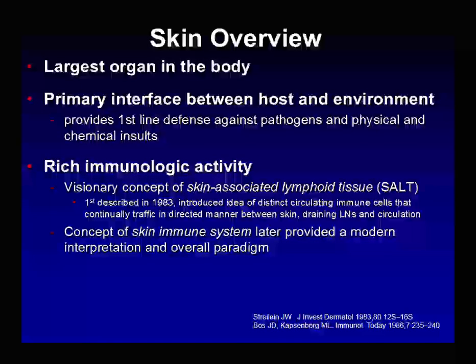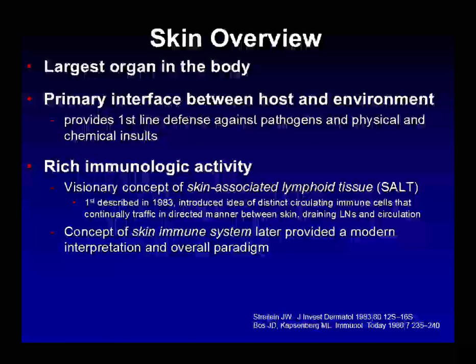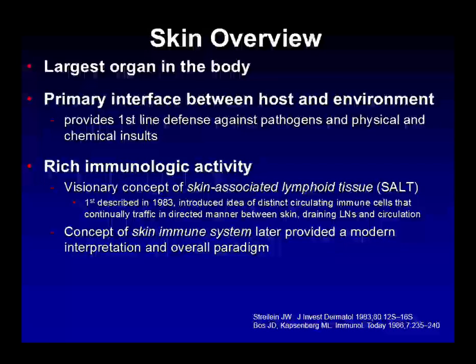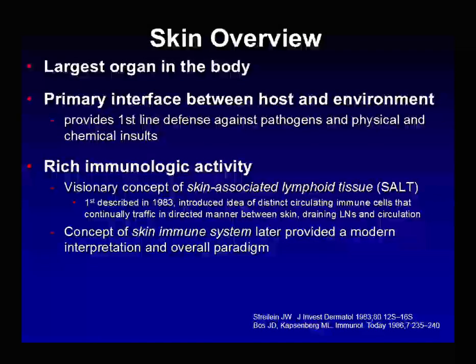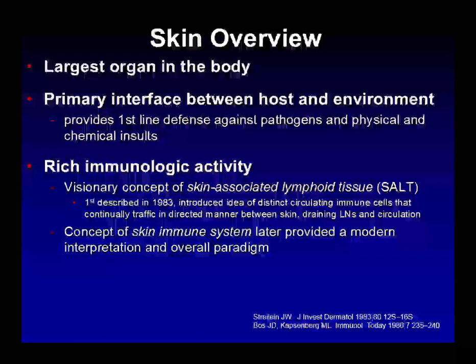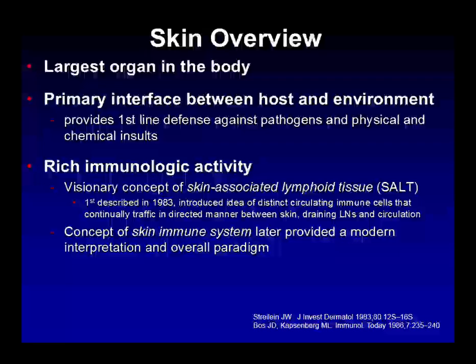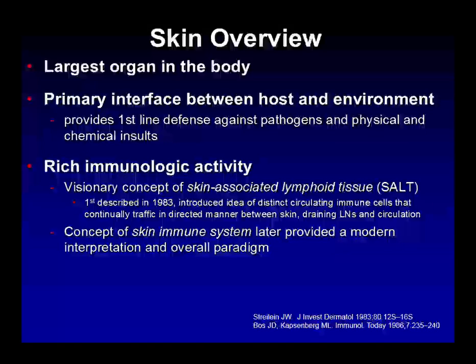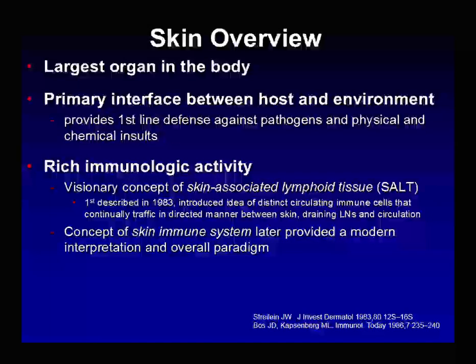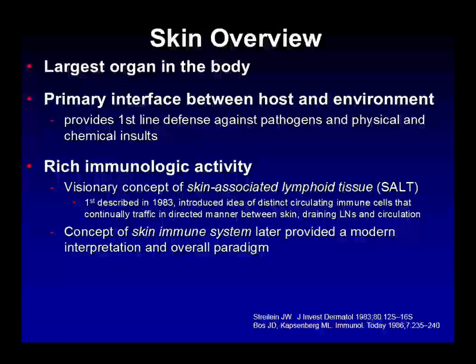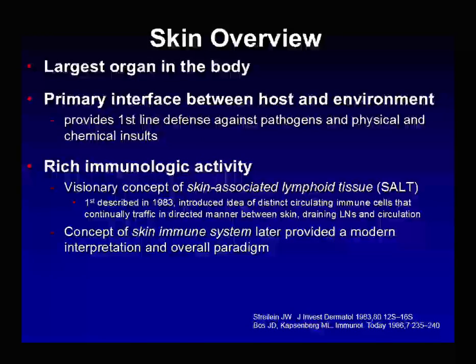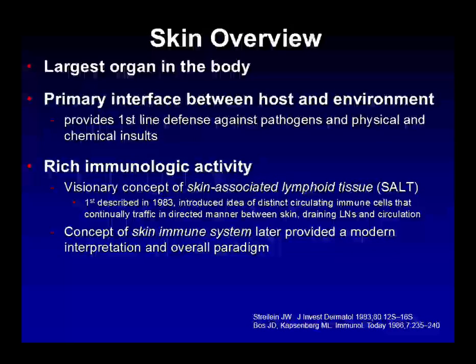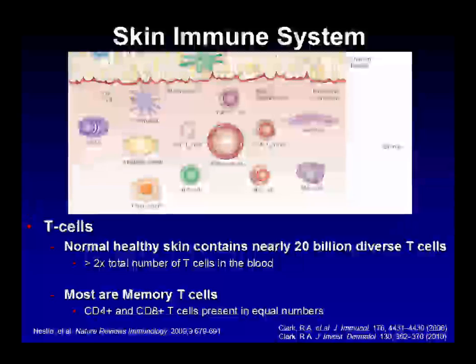This was described first in 1983, and it introduced this idea of the immune system in the skin being dynamic, and immune system cells circulating between the skin, the lymph nodes, and the blood continuously in order to provide optimal immunosurveillance, but also allowing mobilization of cells to a specific area that was under attack when needed. And through the years, this became known simply as the skin immune system.